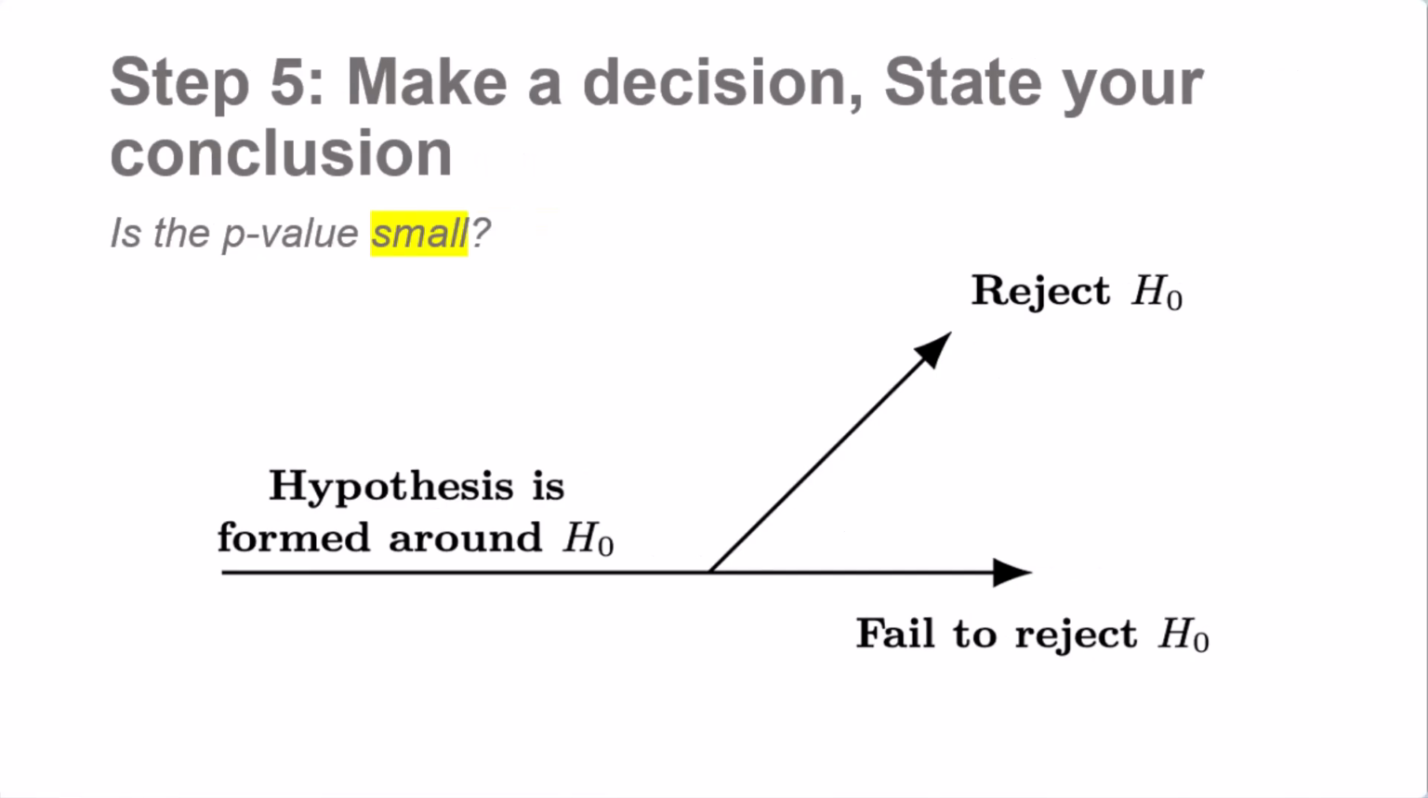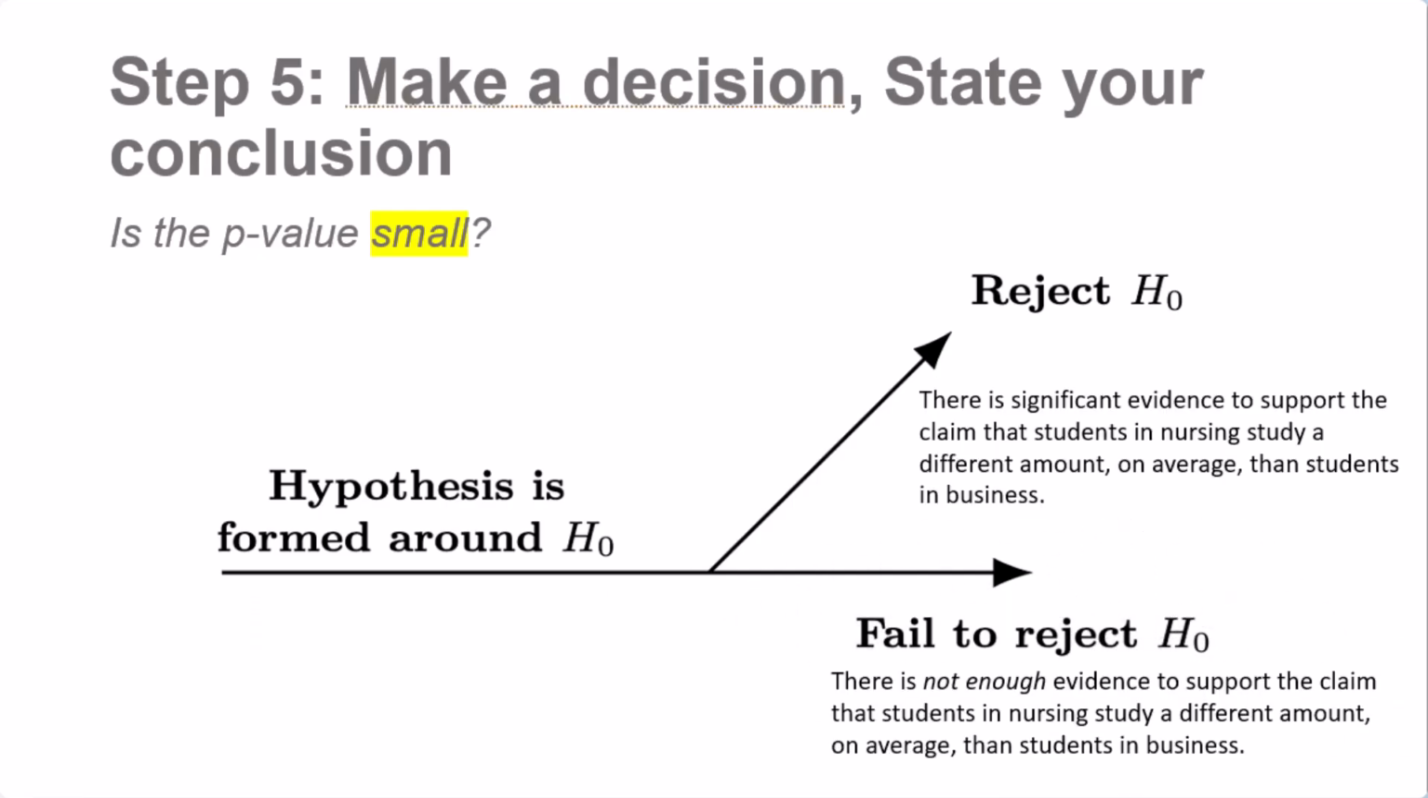So when it comes to making a decision, we're saying, is our p-value small or small enough? In this case, our p-value is not quite small enough. It's pretty close, but not quite. And so we would fail to reject our null hypothesis here. The conclusion here would be that there is not enough evidence to support the claim that students in nursing study a different amount on average than students in business.